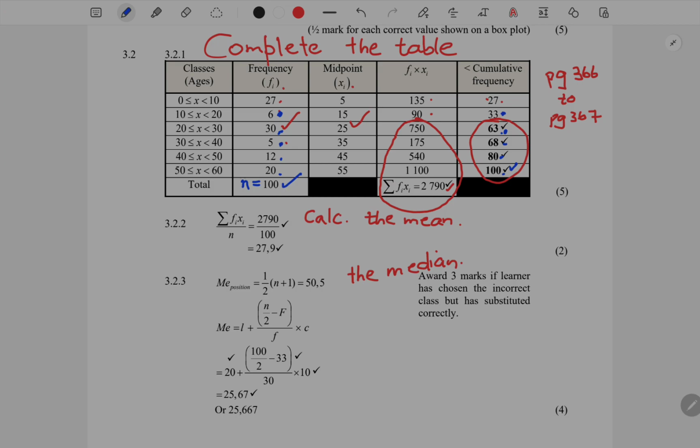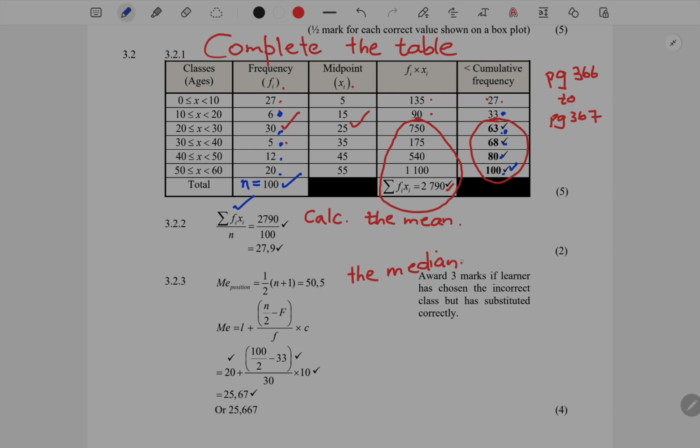Okay, then the second question 3.2.2 says calculate the mean. How to calculate the mean? This formula will be given on the formula sheet. This is the formula to calculate the mean, which is sigma fi times xi over n, which is 2790 divided by 100. Then the answer is 27.9. Then you get your 2 marks.